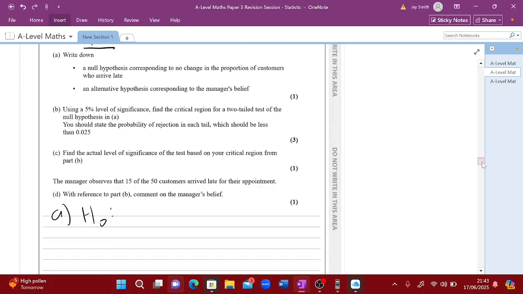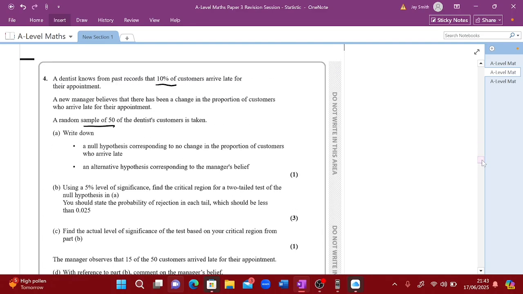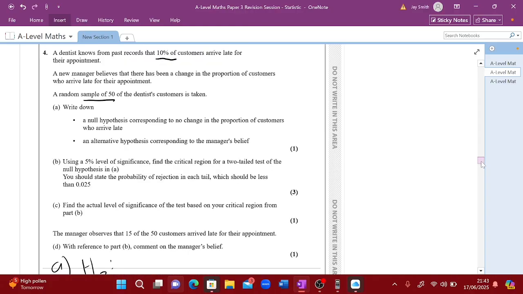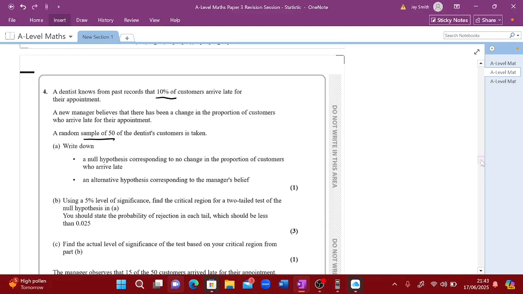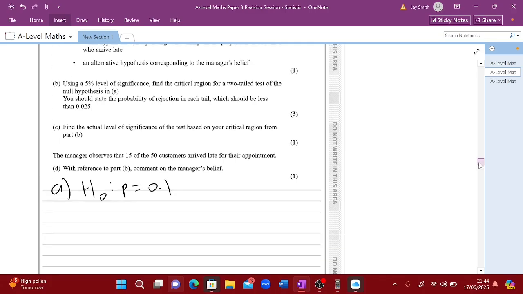So what we're testing here is the probability, and hopefully you can recognise this is going to be a binomial, because we're going to have an integer amount of customers. It's not continuous data, so it's not a normal, it's binomial. So the only thing with binomial is testing the probability. We're going to test whether the probability that people are late is different to 10%. But if we assume nothing's changed, then the probability would be 0.1, so exactly 10% of the customers are late.